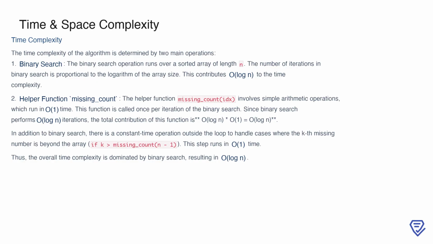Outside of the binary search loop, there's a constant time check to handle cases where the kth missing number lies beyond the array's range. This adds O(1) time, but it does not affect the overall complexity since binary search dominates the runtime. Therefore, the time complexity of the entire algorithm is O(log n).